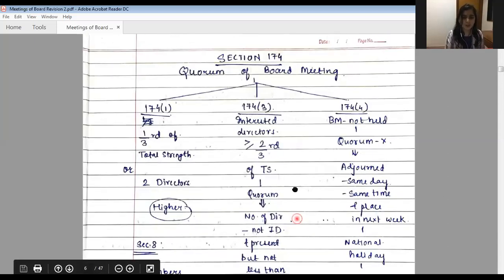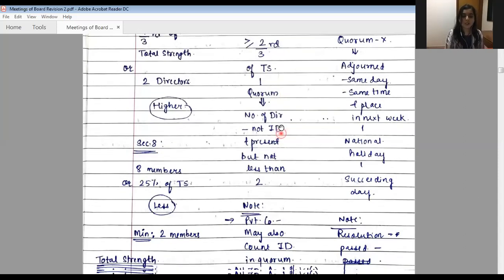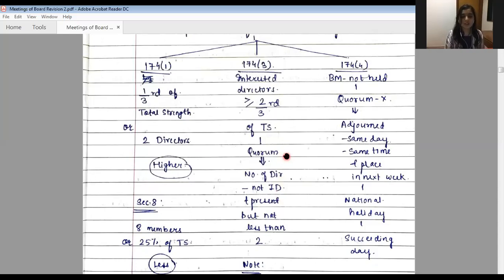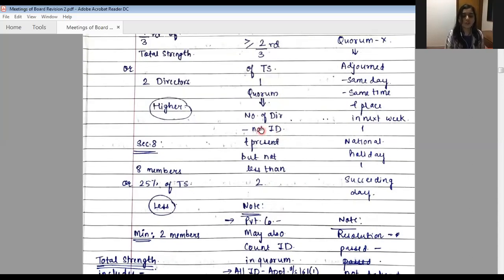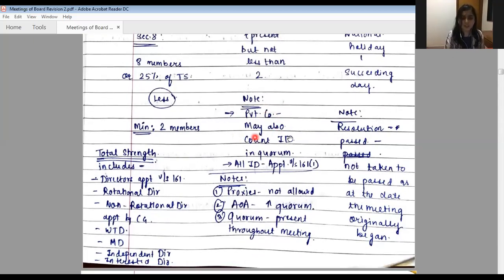Now, the next point is section 174 subsection 3, that is interested directors. If the interested directors are at least 2/3 or more than 2/3 of the total strength, then the quorum should be the number of directors who are not interested directors and are present, but it should not be less than 2. That is, if in any meeting the interested directors exceed 2/3 or are exactly 2/3 of the total strength, then the quorum shall be the directors who are not interested directors and are present. But minimum it should be 2.